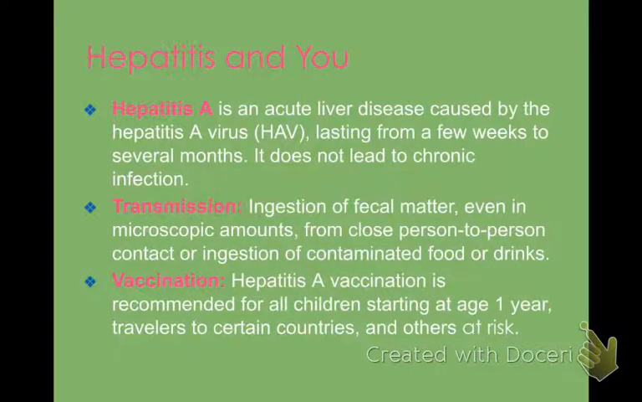Now I'm quickly going to go through some of the bloodborne pathogens. I do this quickly because these slides are very wordy, but hepatitis is a big one. Hepatitis A, B, and C are all liver diseases caused by different hepatitis viruses. Hepatitis A is caused by the hepatitis A virus. It's transmitted through fecal matter. There is a vaccination for this, and it's recommended that all children get this vaccination starting at age 1. If you're traveling to another country, you may want to also have this vaccination.